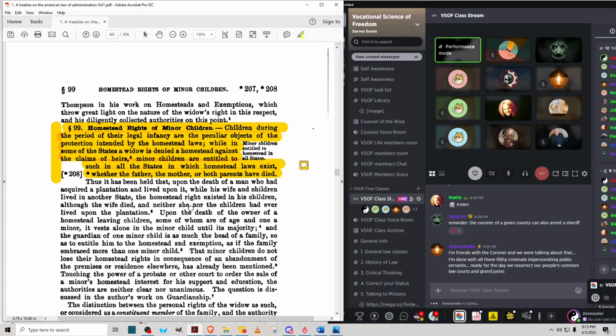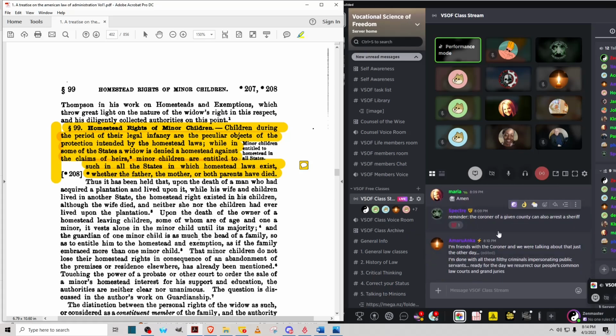Okay, so children, during the period of their legal infancy, are the particular objects of the protection intended by the homestead laws, right? So they're trying to protect infants with the homestead laws. And while in some of the states a widow is denied a homestead against the claims of heirs, minor children are entitled to such in all the states in which homestead laws exist, whether the father, the mother, or both parents have died. So know that. Any state that has homestead laws and homestead exemptions, they're going to be there for the protection of the children. And with that, I think I'll check chat and probably finish reading for the night.